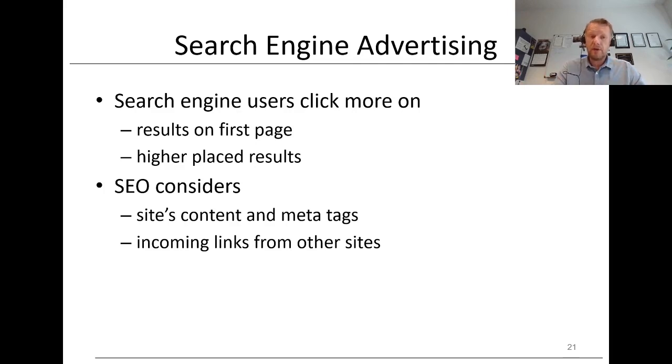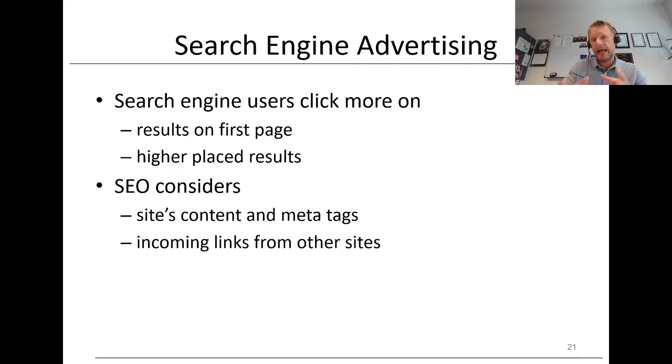As I said, this is really very important because search engine users click more on results on the first page. You almost never navigate to the search results that are being presented on the second page. And also very important is that you're going to click on the higher placed results, instead of scrolling down to the lower results. If you enter a search term into Google, let's say you want to buy a flight ticket from Brussels to Barcelona, for example, what will trigger most of your attention is the search results that appear on the first page and that appear as high as possible on the first page. And what we are going to do with search engine optimization is look at a site's content and meta tags.